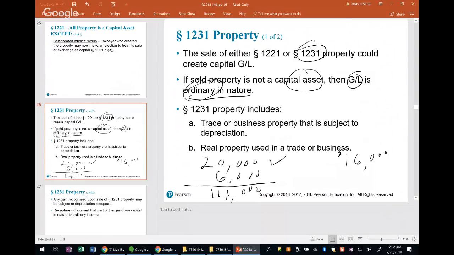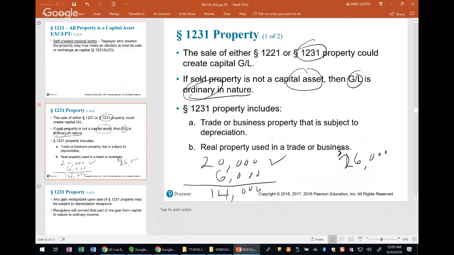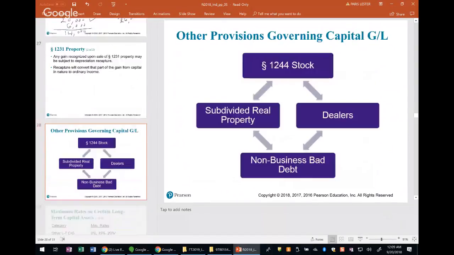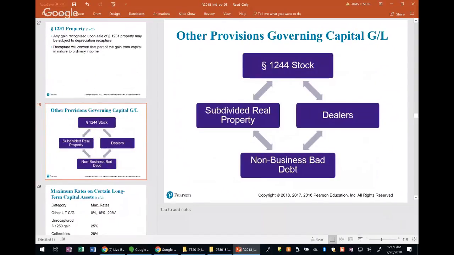So if we sold this thing for 26,000, you would have a 12,000 gain. 6 of it would be recaptured depreciation, ordinary, and 6 of it would be capital gain. But we'll have to look at that in problems. We'll look at 1244 later. That's usually real estate.